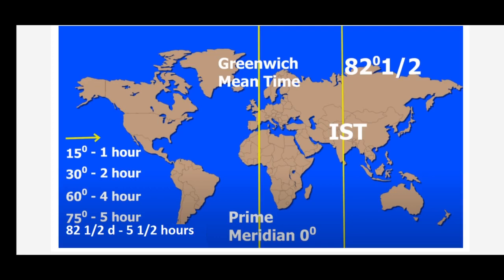If one travels 15 degrees longitudes, I told you, it takes 1 hour. So 30 degrees longitudes, 2 hours. 60 degrees longitudes, 4 hours. 75 degrees longitudes, 5 hours. So 82.5 degrees longitudes, 5.5 hours. In that way, our time is 5.5 hours ahead of Greenwich Mean Time. Likewise, at 82.5 degrees west longitude, it would be 5.5 hours behind Greenwich Mean Time. Did you understand clearly now?